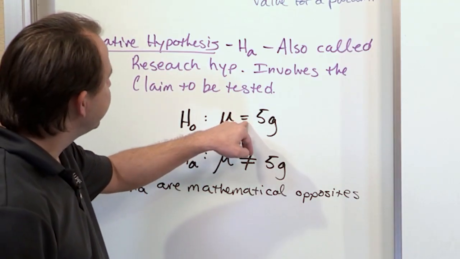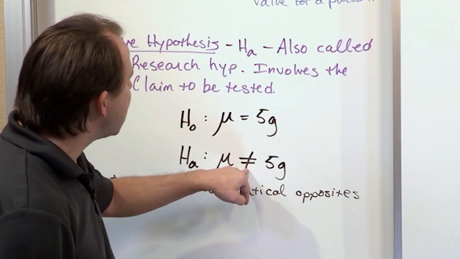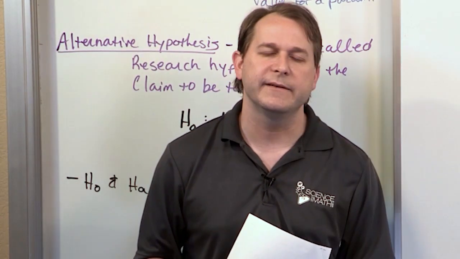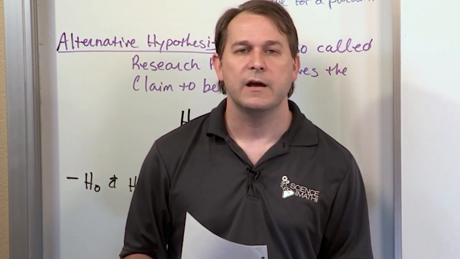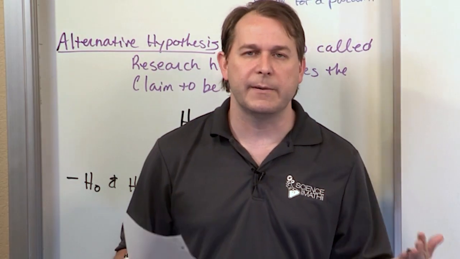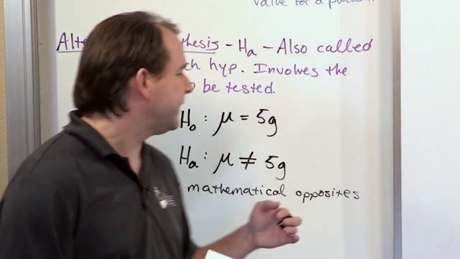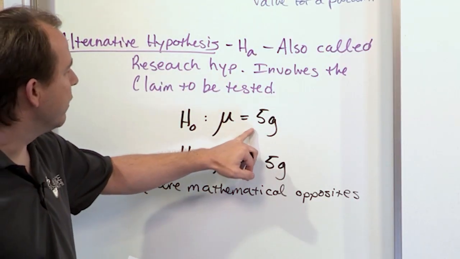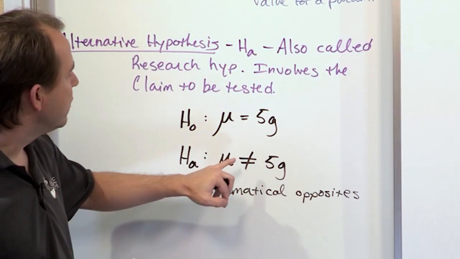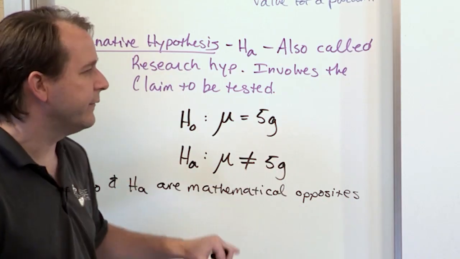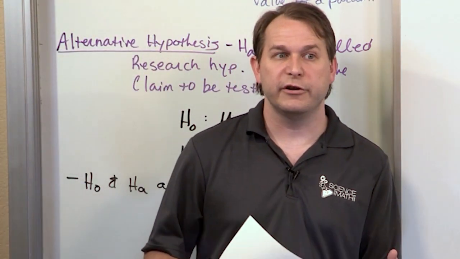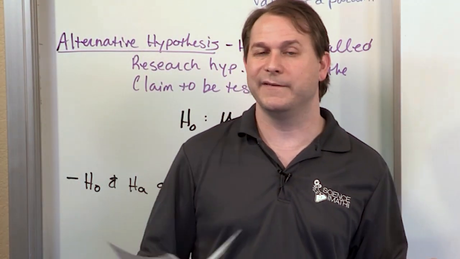And you can see that. This one says that it's equal to 5. This one's saying it's not equal to 5. For all of these hypothesis tests that we're going to do in this class, the null and alternative hypothesis, they're always going to be opposites of one another, mathematical. In some cases, we'll have less than arrow sign here for the null. Well, then that means the alternative has to be greater than, because basically the alternative is going to be whatever the null hypothesis is not.